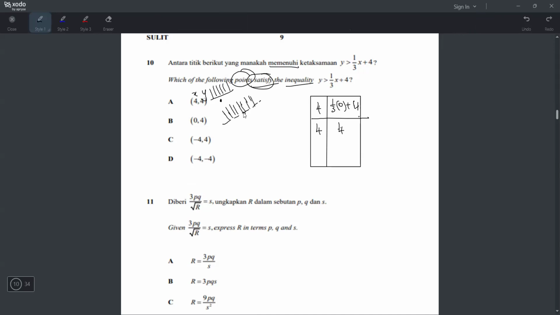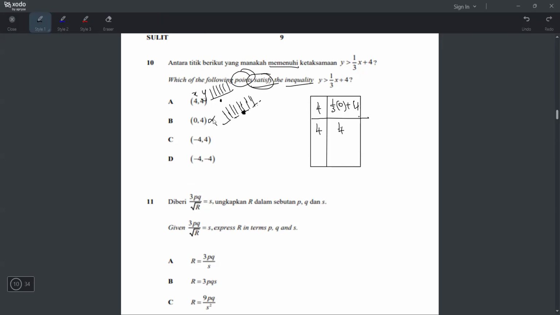Why? Because if you look at the inequality, there is no line underneath the inequality sign. If there is no line underneath, it means this is a dash line, a broken line. So for a dash line, we don't count the point if it's on the line. We consider it as not satisfying, because it has to be bigger. It cannot be equal to, right? So that's why B is wrong also.